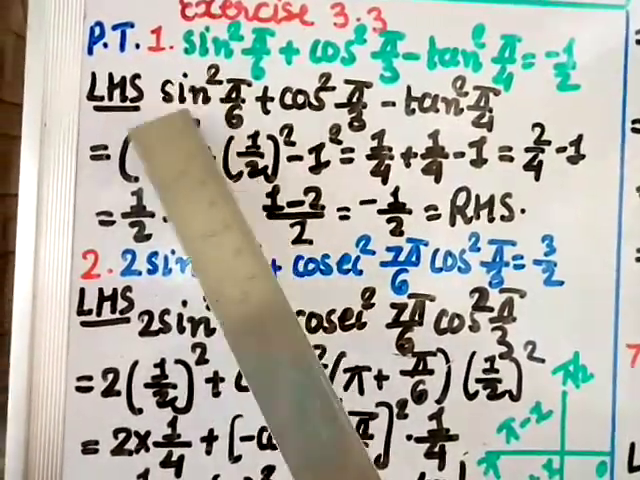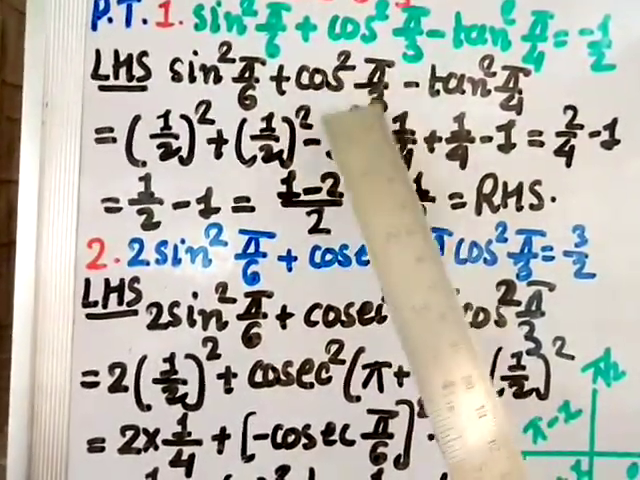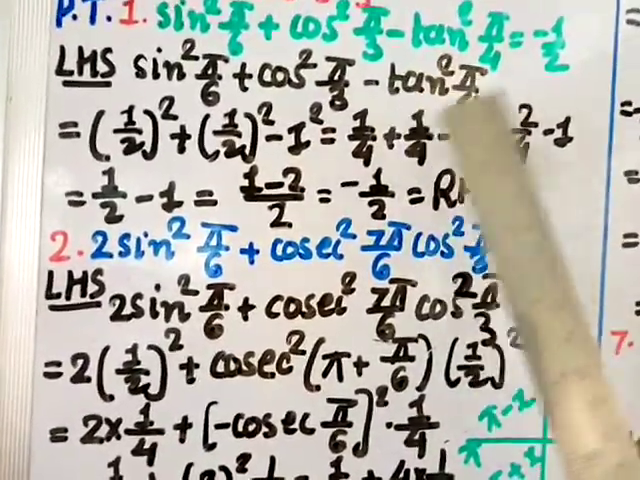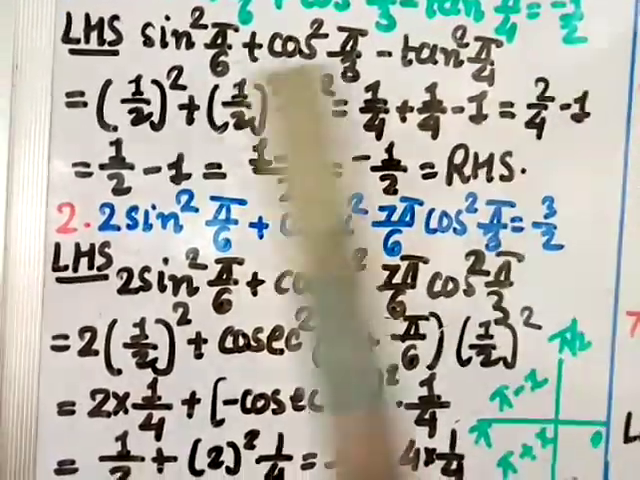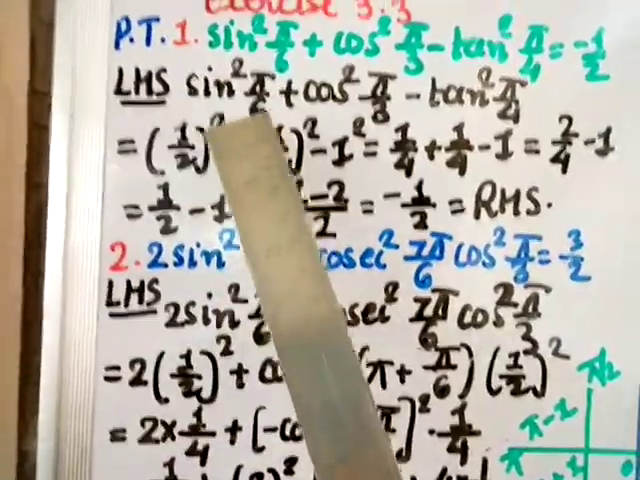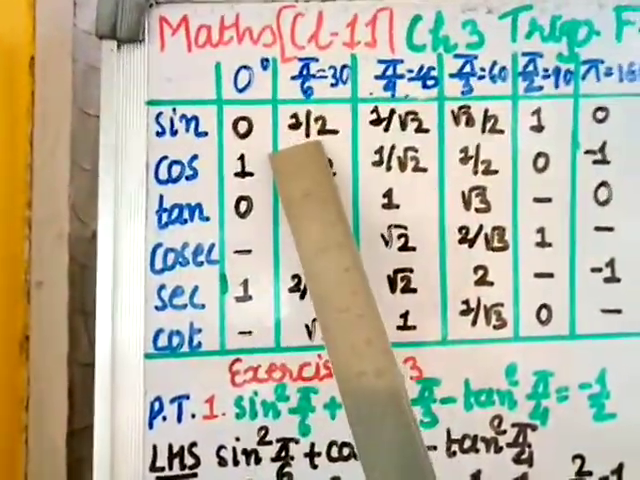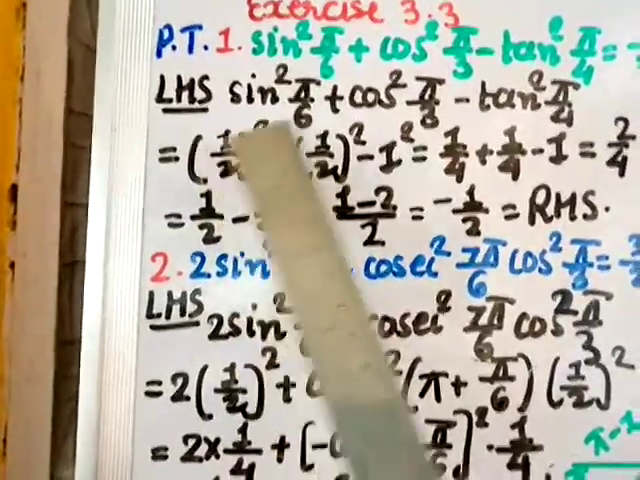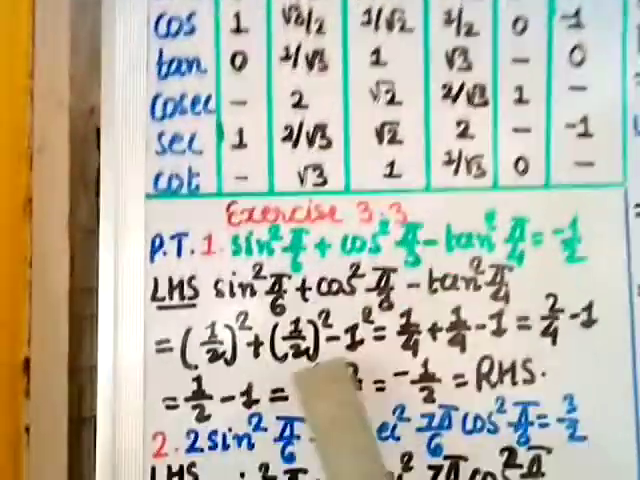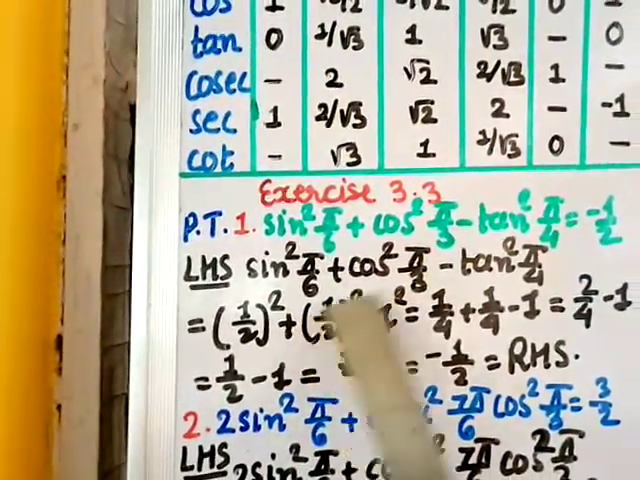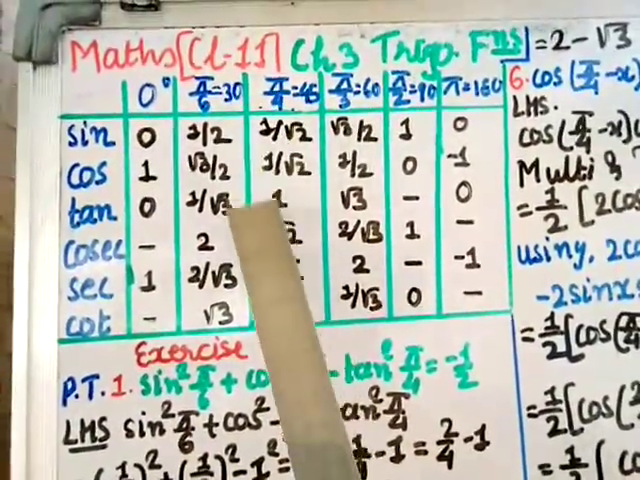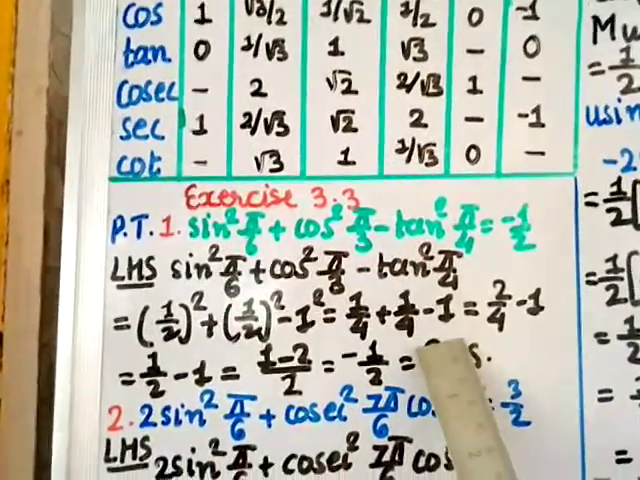Now sin square pi by 6 means sin pi by 6 whole square. Cos square pi by 3 means cos pi by 3 whole square, and tan square pi by 4 means tan pi by 4 whole power 2. So remember that this is a whole square, and you can also write it that way. Sin pi by 6 value is 1 by 2, so I put here 1 by 2 whole square. Then cos pi by 3 value is 1 by 2, so 1 by 2 whole square, minus tan pi by 4, that is tan 45, value is 1, so 1 square.